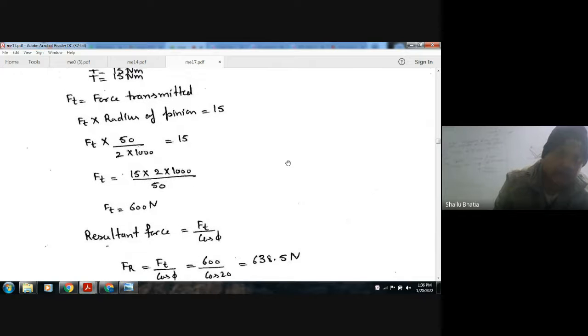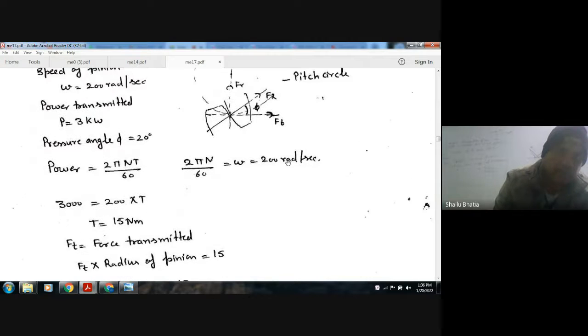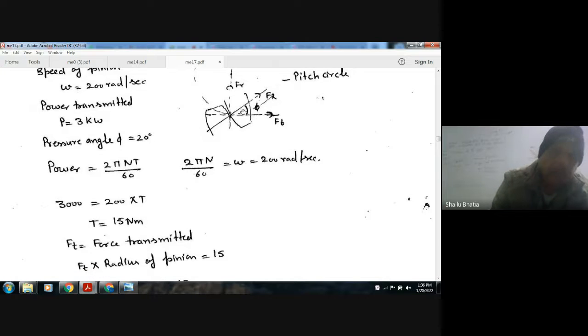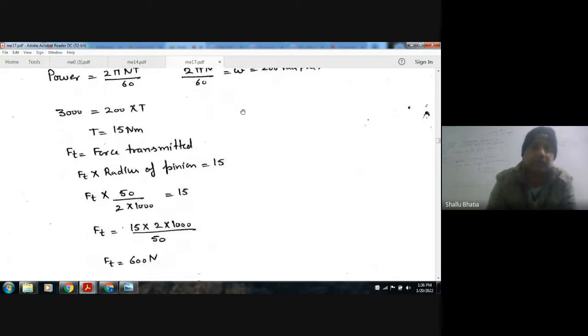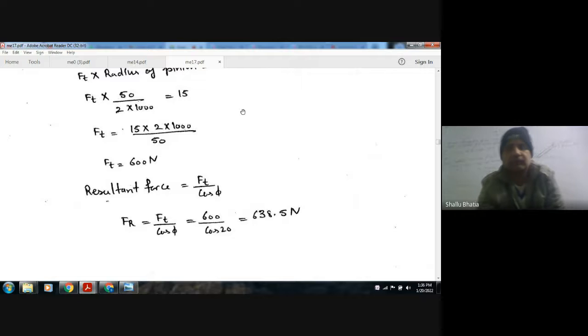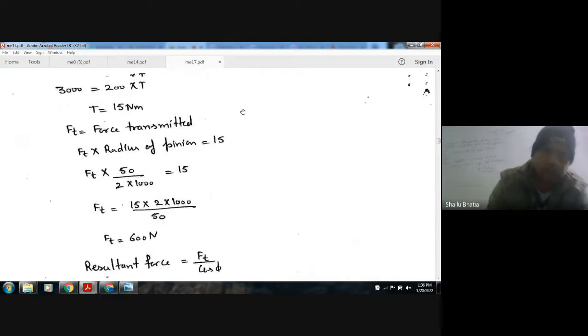So from the FT, as it is the component of Fr, we can find out FT by cos phi times Fr. So Fr, capital R, is the resultant force. That is 638.5 Newton. Okay.